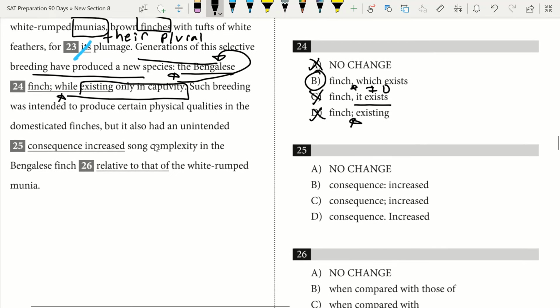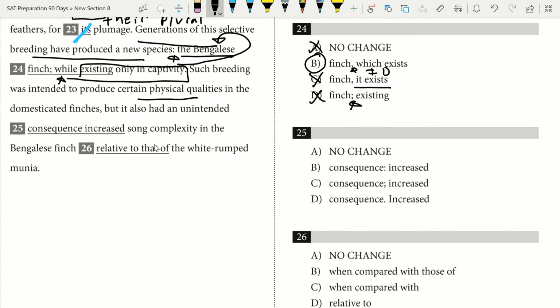All right, 25. So we've got such breeding was intended to produce certain physical qualities in the domesticated finches, but it also had an unintended consequence. Okay, this right here is a build-up into my unintended consequence. When I see but it also had an unintended consequence, and then I see I have the word increased here, I know I'm looking to put something in here to emphasize what comes after that consequence, right? We want something that's going to emphasize what that consequence is.